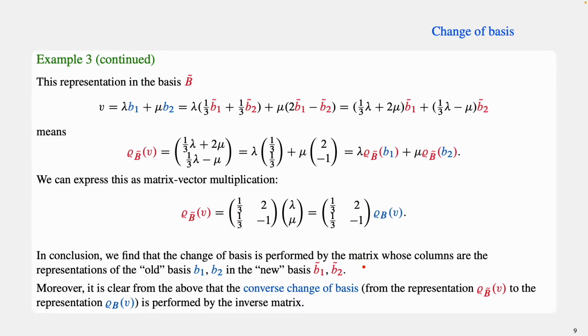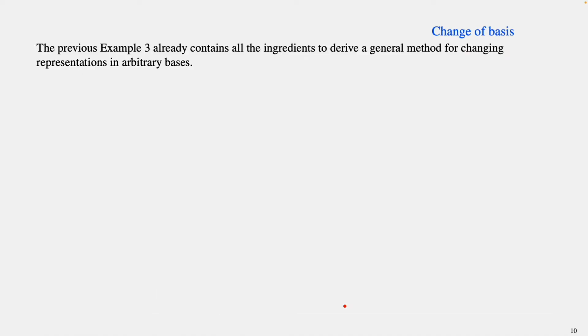Now, what we find is that the change of basis from b to b tilde is performed by multiplying with the matrix whose columns here are the representation of the old basis vectors b1, b2 in the new basis b1 tilde, b2 tilde, because the coefficients of the columns here were just taken from these two linear combinations. And it's also clear that the converse change of basis, so if we wanted to go from rho b tilde v to rho b v, is performed by the inverse matrix. So we'll see that in more detail later. And the example we just studied contains all we need to derive a general method for changing representations in arbitrary basis.